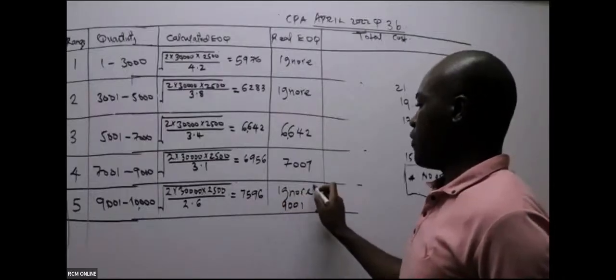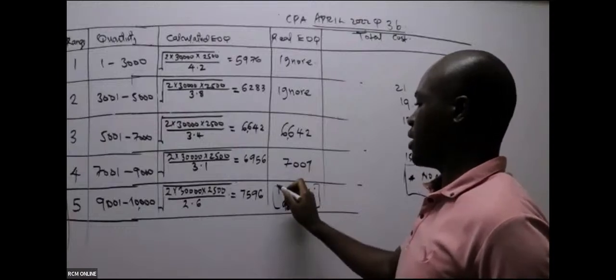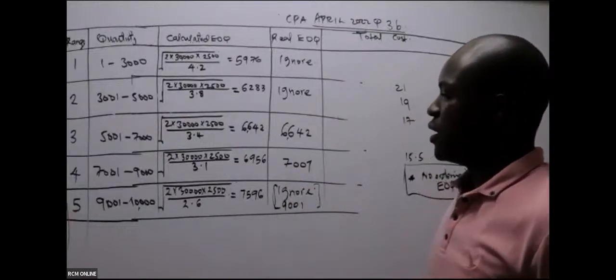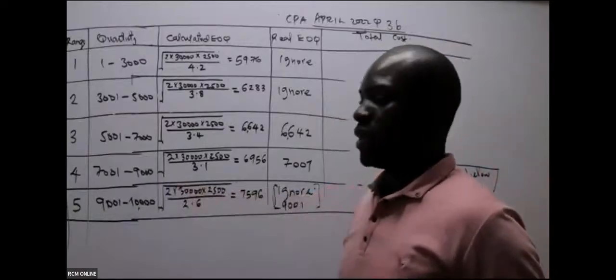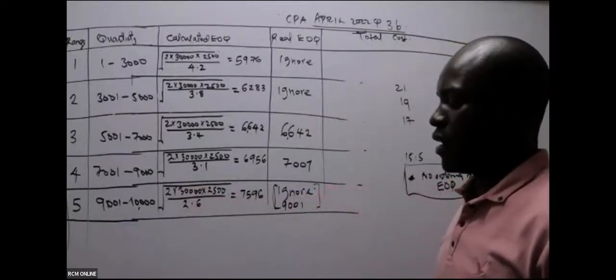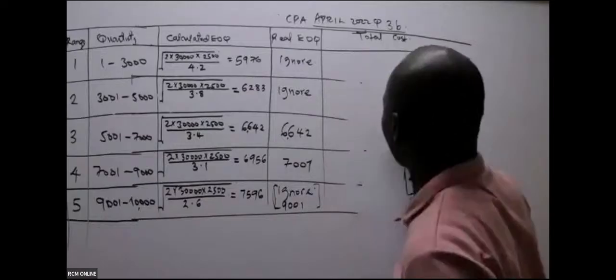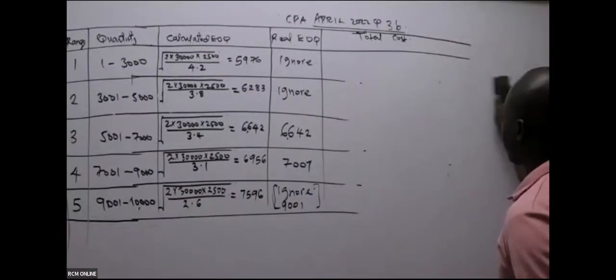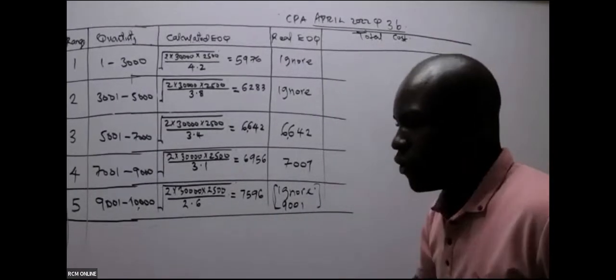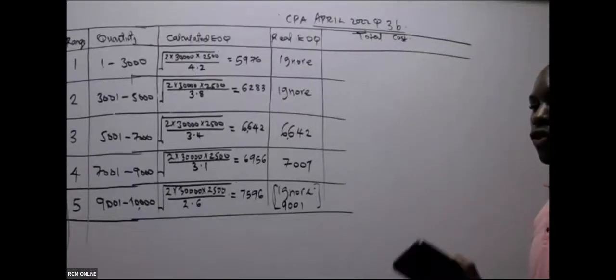9,001. Now, before I get to this part, let me explain something here. Somebody is telling me what? Suppose I take 9,000. Let's speak it from this point. You've gone to the market.